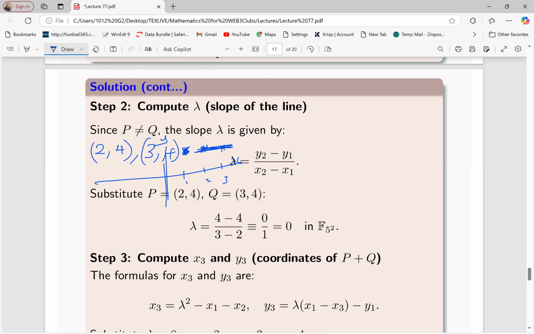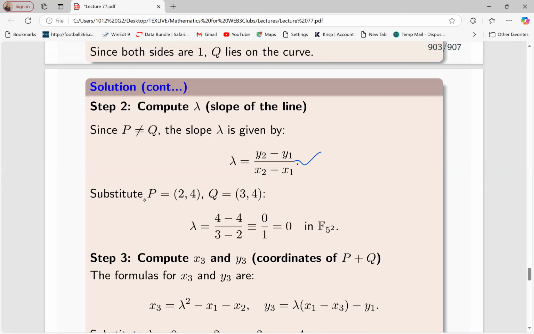Now, since they are not on the same vertical line, we also need to find out whether it's the same point, because if it is the same point, the formula will be different. And we can see that these are 2 different points. So since these are 2 different points, this is how we find the gradient: change in y over change in x. So change in y will be 4 minus 4, which is 0. And change in x will be 3 minus 2, which is 1. So the gradient is 0.